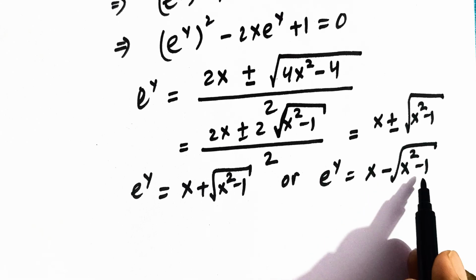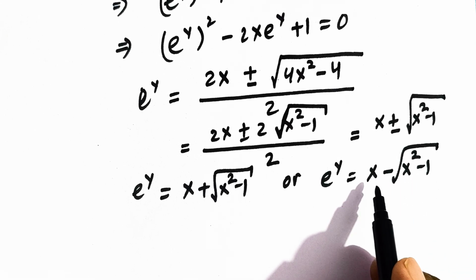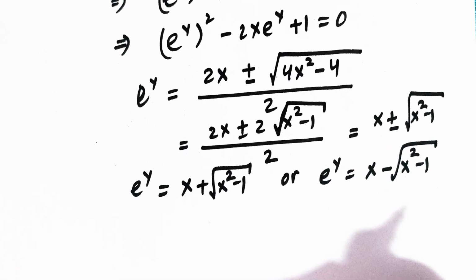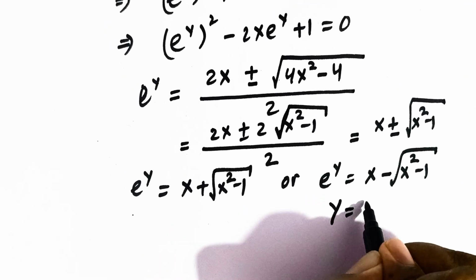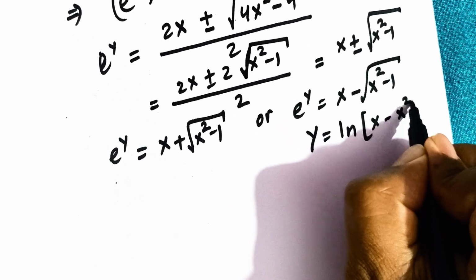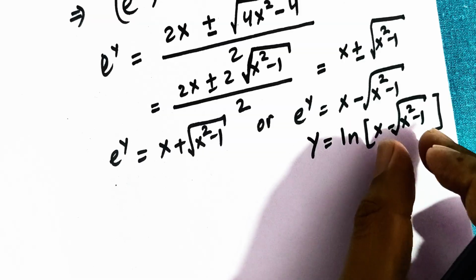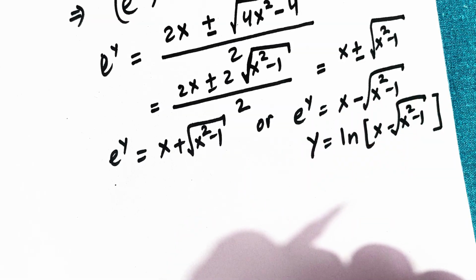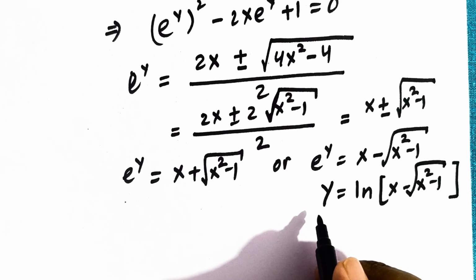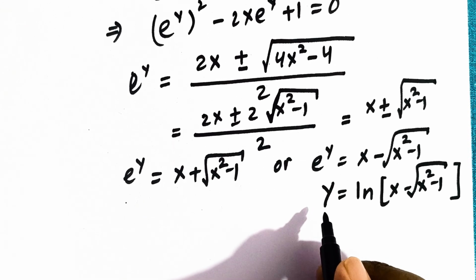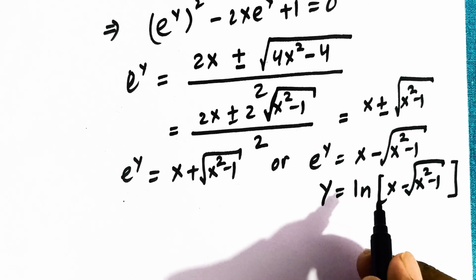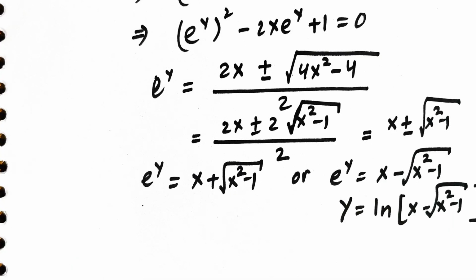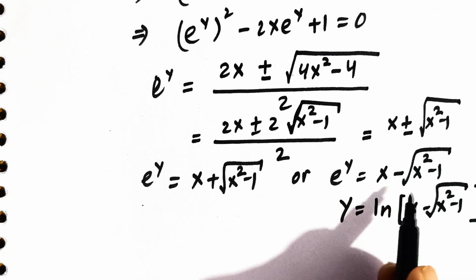Note, this quantity is slightly less than x, so their difference lies between 0 and 1. When you take the logarithm of both sides, you have ln of x minus the square root of x squared minus 1. When this quantity lies between 0 and 1, this value becomes negative. But y, that is hyperbolic cosine inverse, can never be negative, because the range of hyperbolic cosine inverse starts from 0 and goes up to infinity. It is non-negative, but here you have a negative value.